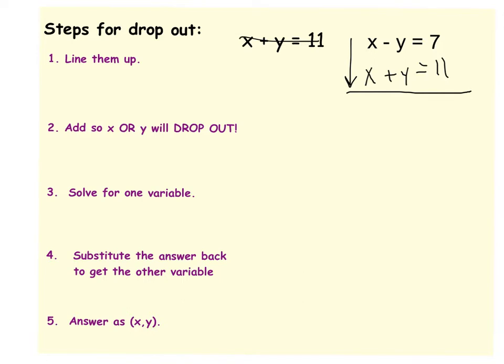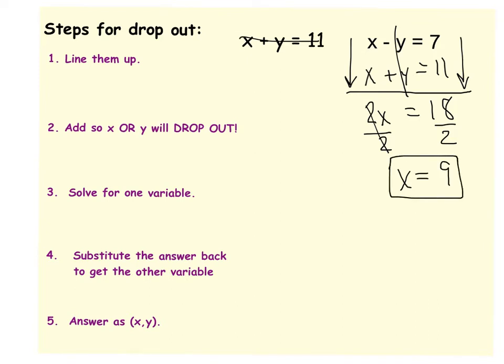So I have x plus x is 2x. My y's are going to cancel out. Equals, and then I add straight down over here. 7 plus 11 is 18. And then you just solve. Divide by 2, divide by 2. X equals 9. And in the exact same way that we did it with substitution, how are we going to figure out what our y is when we know what x is?